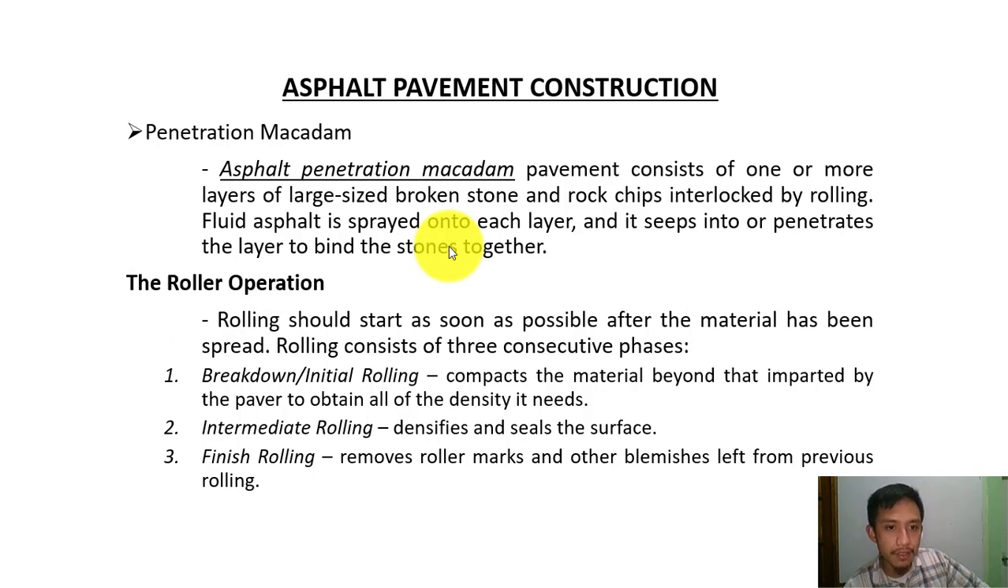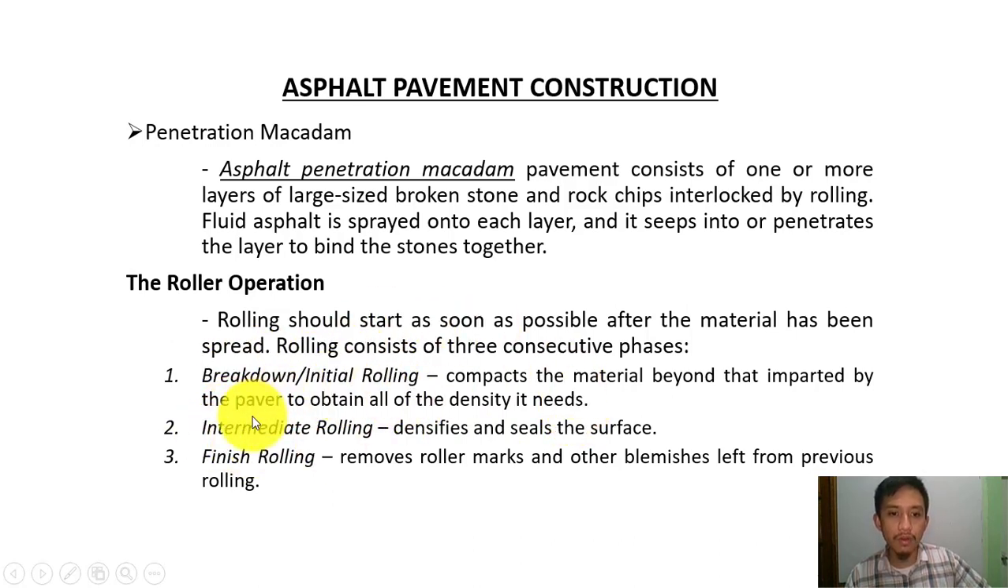Okay, so roller operation. Rolling should start as soon as possible after the material has been spread. Again, as I've said a while ago, we need to be laying this as fast as we can, while the temperature is a little bit warm or hot, so that we can lay this correctly in its proper place before it starts curing. Rolling consists of 3 consecutive phases. We have the breakdown or initial rolling, that compacts the material beyond that imparted by the paver to obtain all the density it needs. So that is the initial or breakdown.